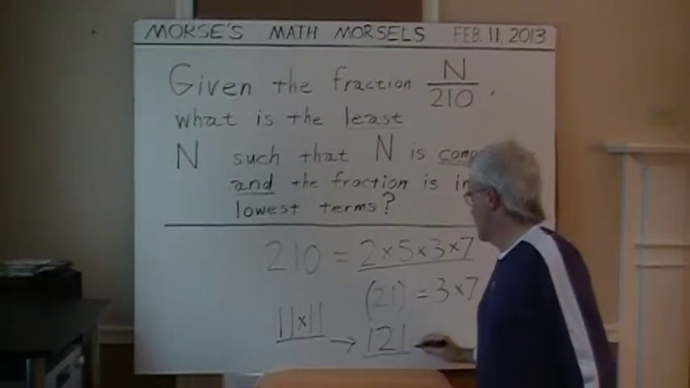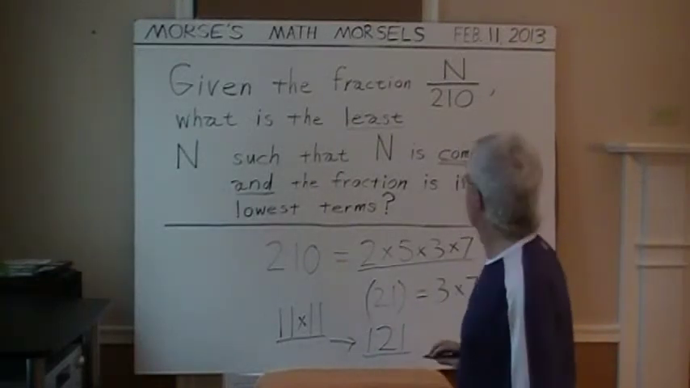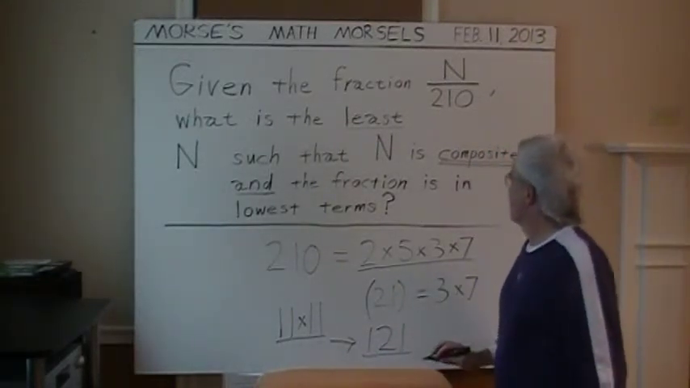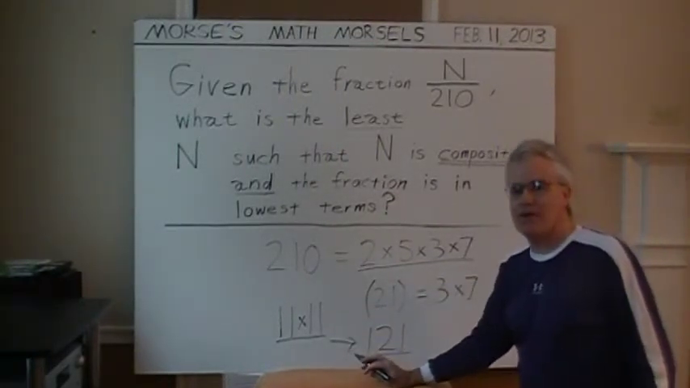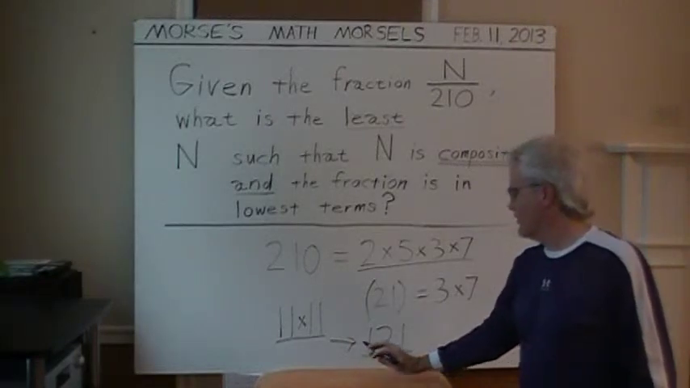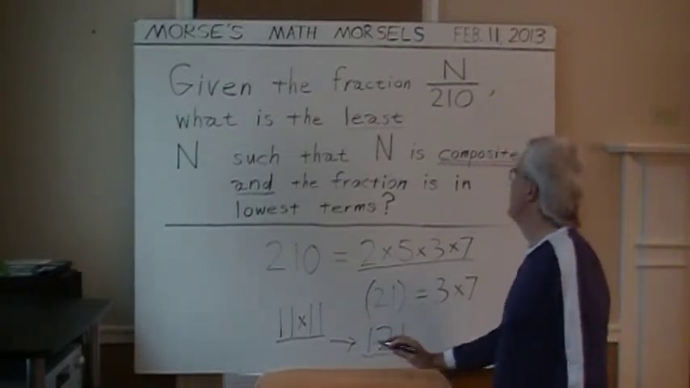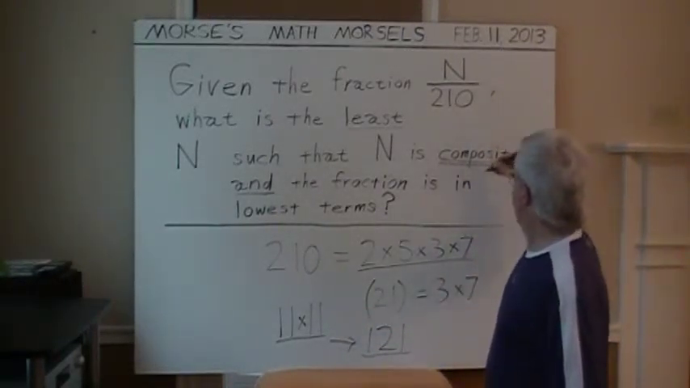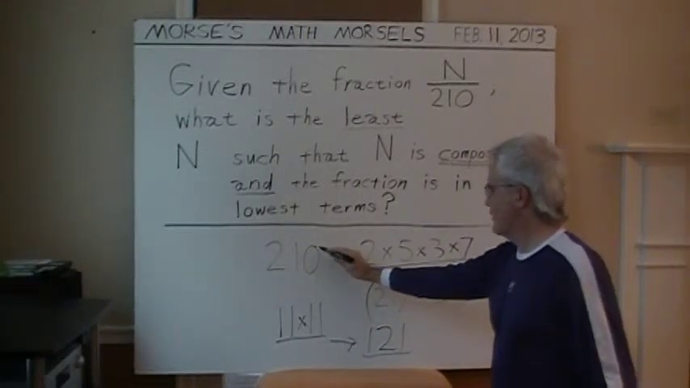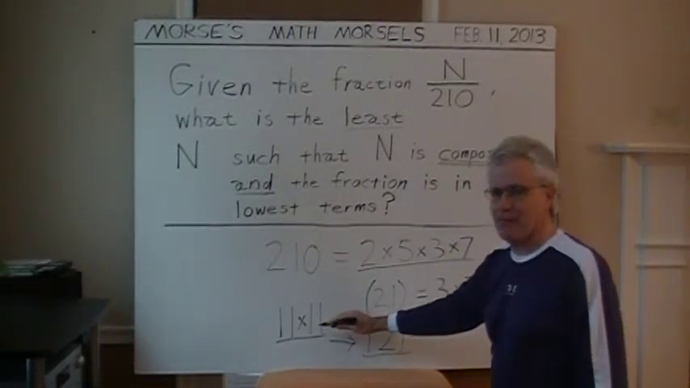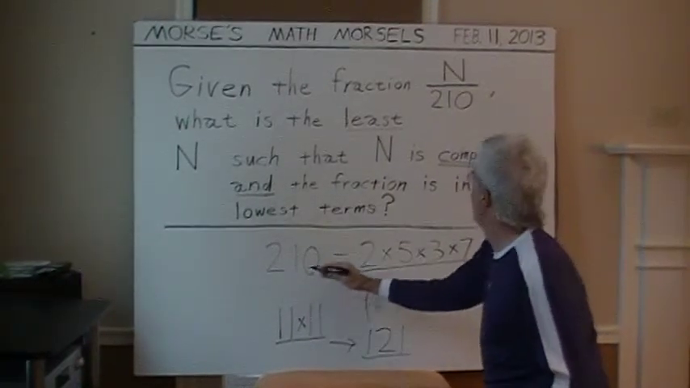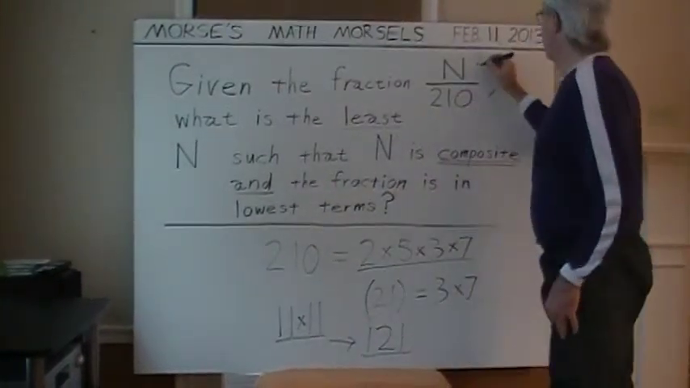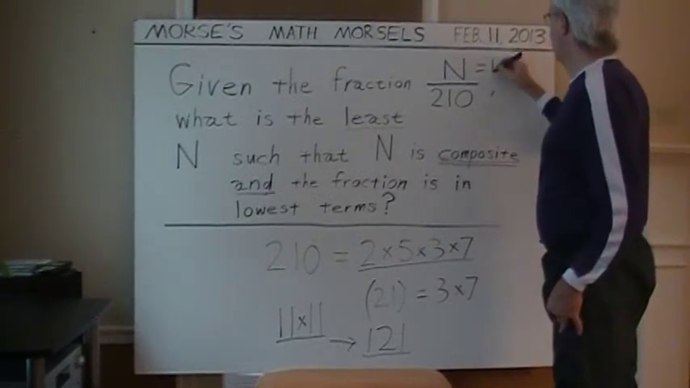Is that our solution? Does that fit? Well, 121 is composite. It is a product of 2 smaller numbers other than itself and 1. And 11 is not a factor of 210. It is the smallest prime number, the next prime in this list, to not be a factor of 210. So yes, looks like we have fulfilled our conditions.